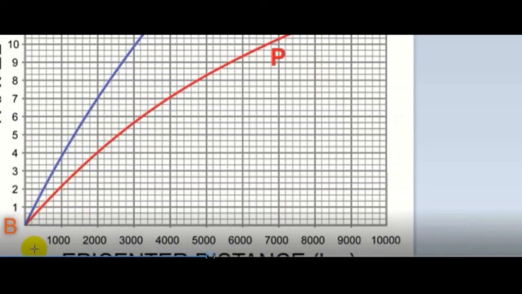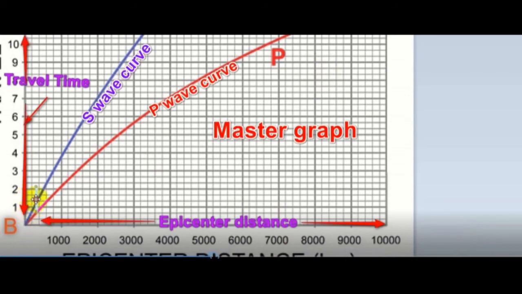The lag time, that is 1 minute 20 seconds, is traced out from the travel time axis on the master graph, that is the travel time versus epicenter distance graph. Now the length of lag time is shifted in between the P curve and S curve at a suitable position, where the upper end must touch the S wave curve and the lower end must touch the P wave curve.